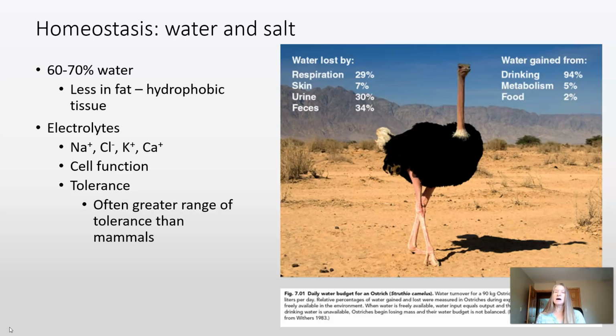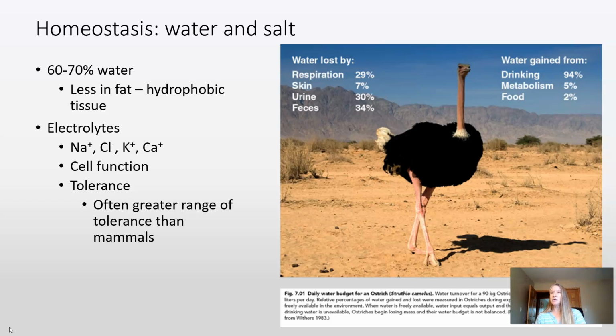Our bodies and bird bodies are about 60 to 70% water. If you have a highly fat individual bird, there's less water, because fat is hydrophobic. But birds don't carry a lot of fat usually. Sometimes during migration they do though.